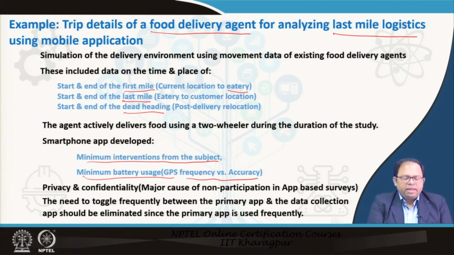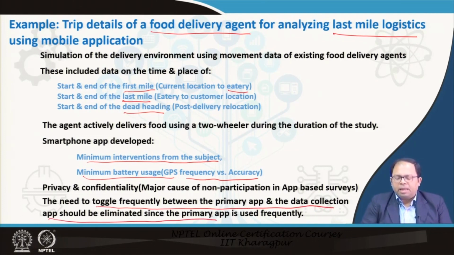So this is one. And then the need to toggle frequently between the primary app and the data collection app should also be eliminated, since the primary app is used frequently. For example, a delivery agent for this kind of food will look into the main app many times, where he is supposed to deliver the food, so that he goes to the right address. But if we put an app which also needs to be used during this time, then obviously he has to toggle between the apps. That creates confusion, so that also needs to be reduced.